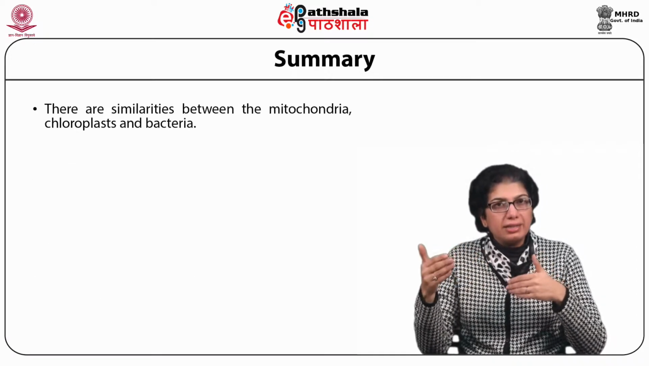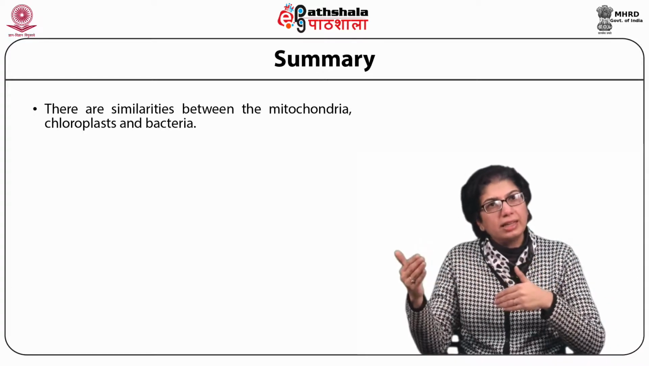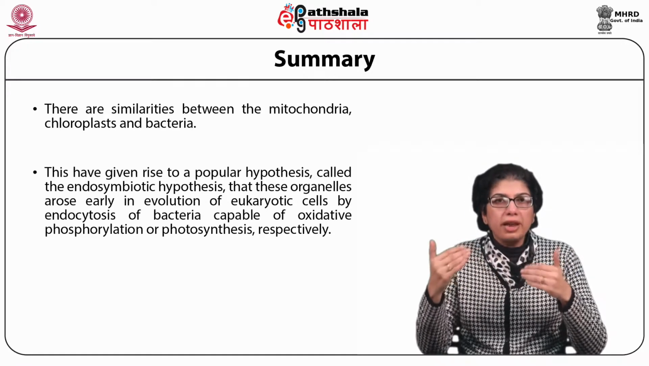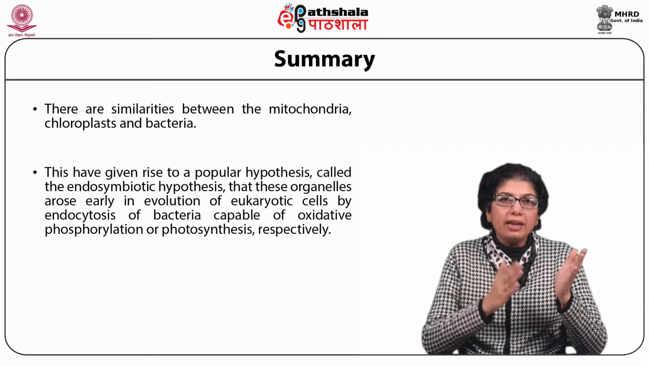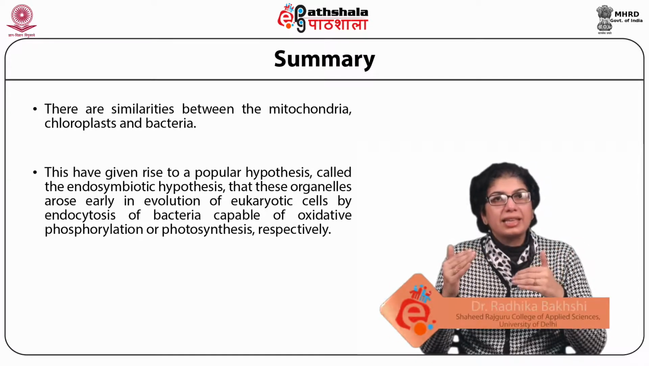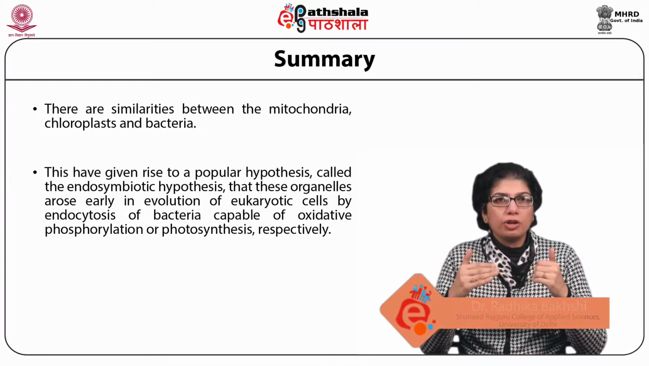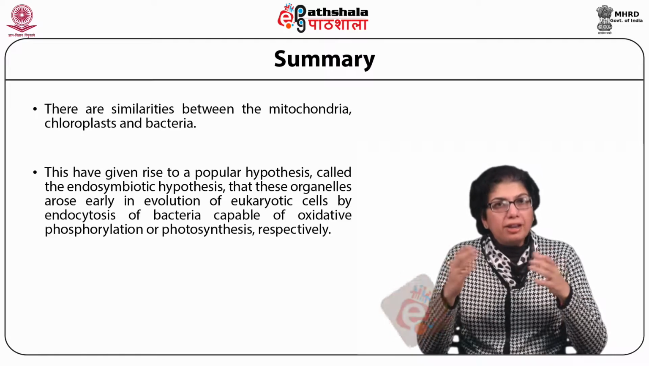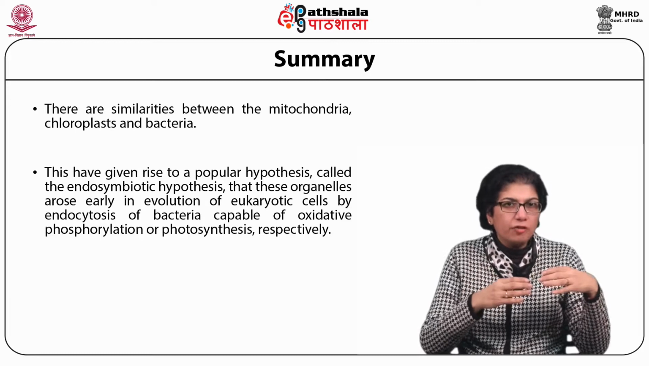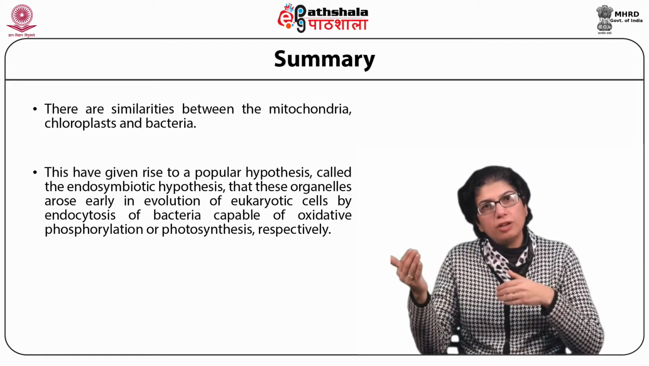There are similarities between the mitochondria, chloroplast and bacteria. This has given rise to a popular hypothesis called the endosymbiotic hypothesis, which states that these organelles arose early in evolution of eukaryotic cells by endocytosis of bacteria capable of oxidative phosphorylation in case of mitochondria or photosynthesis in case of chloroplasts.